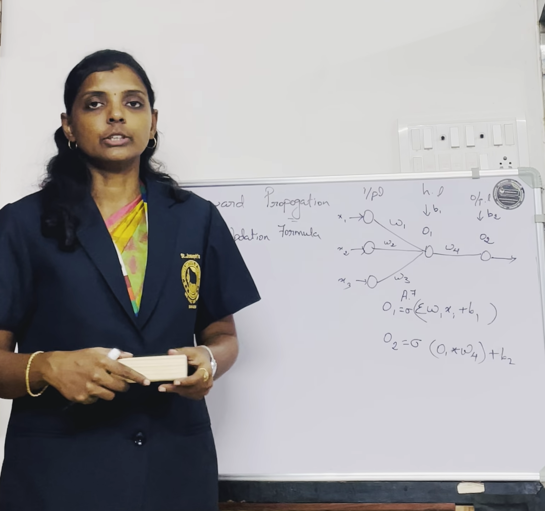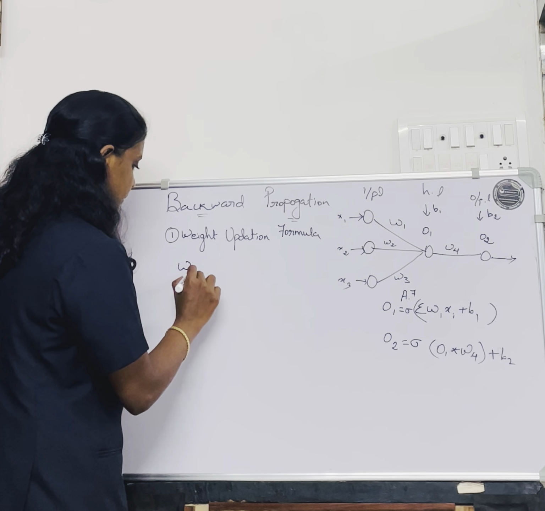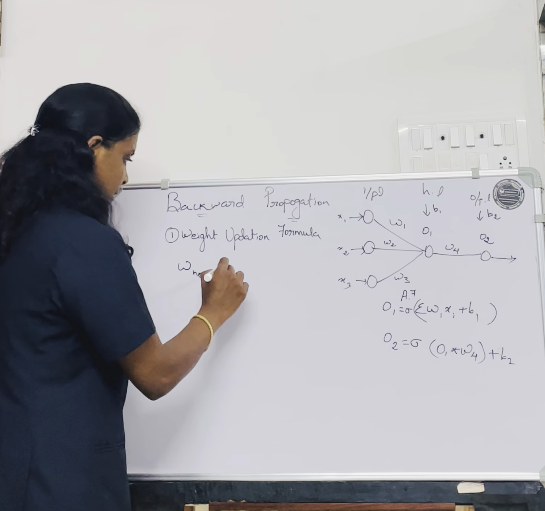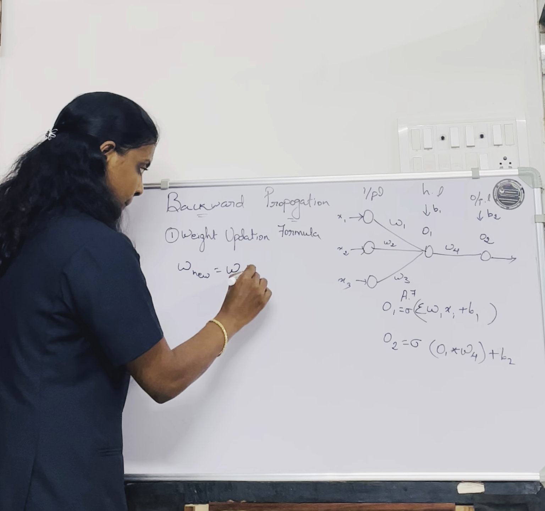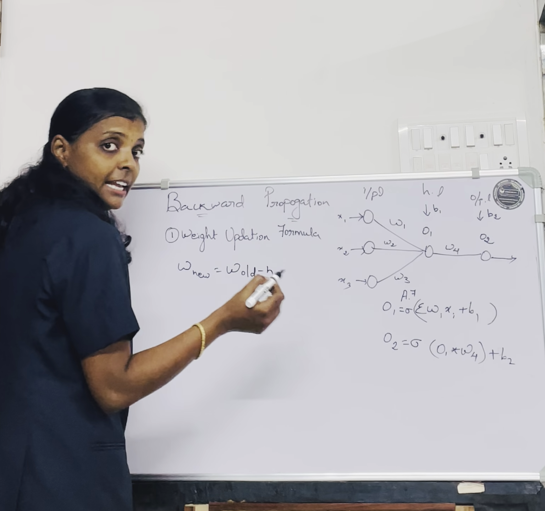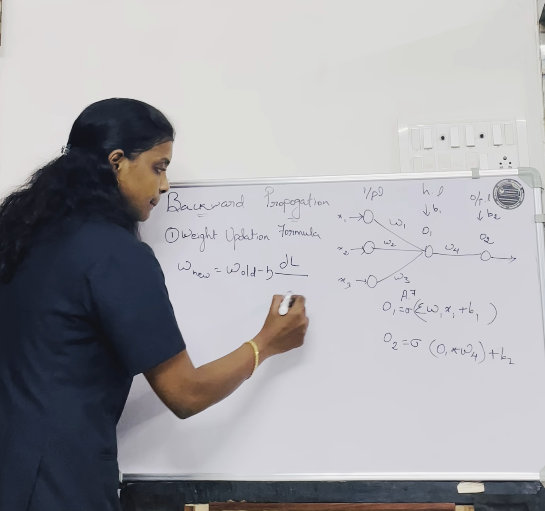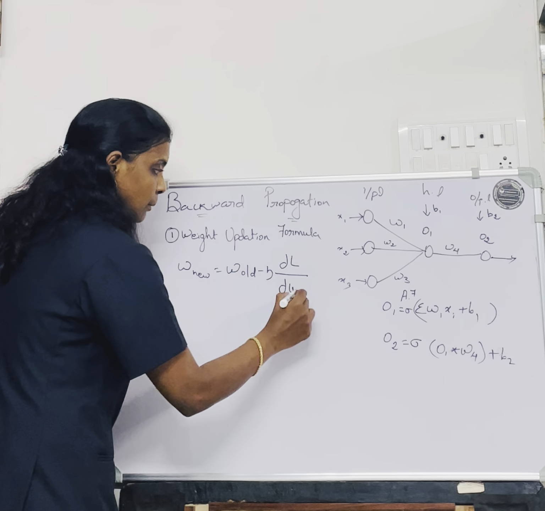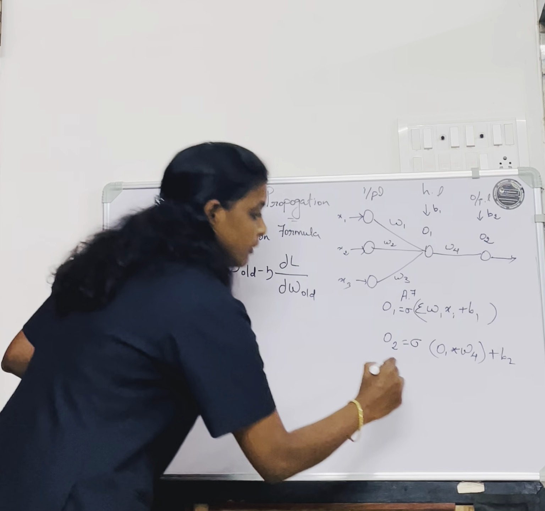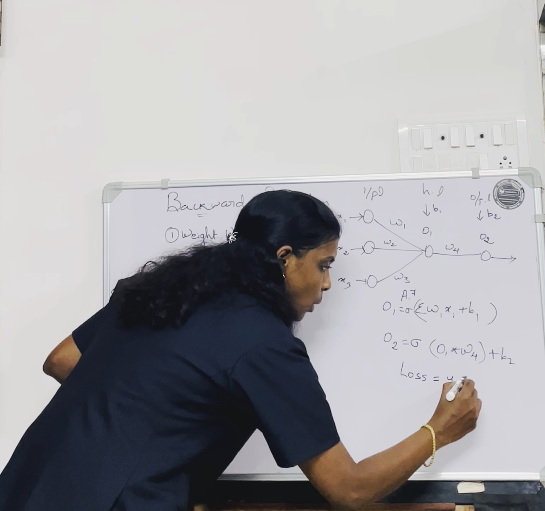Very simple formula for weight updation. First one is W new equal, that means new weight, W old minus learning rate. I will explain what is this. Then derivative of loss by derivative of W old. Okay, already we know that formula. So for example, loss already I told, y minus y hat.